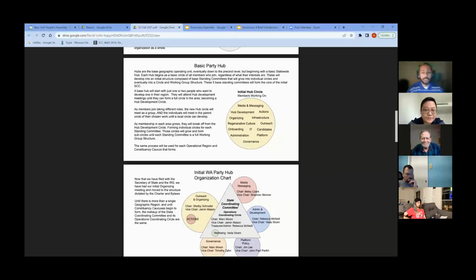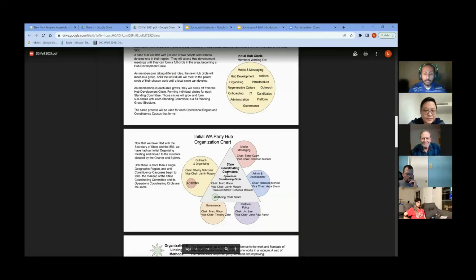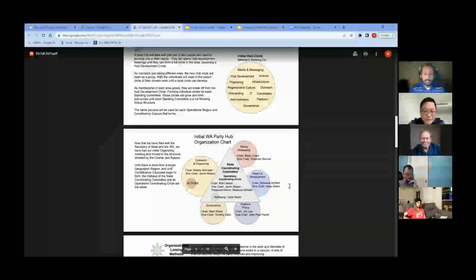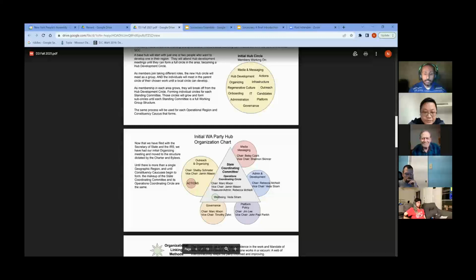Here we get our first look at these are the roles and outlines of the people doing them. Chair is Mark Mixon, vice chair is Jamin Mason, and the treasurer is Rebecca McNeil. And you've got all these other people filling up the roles.